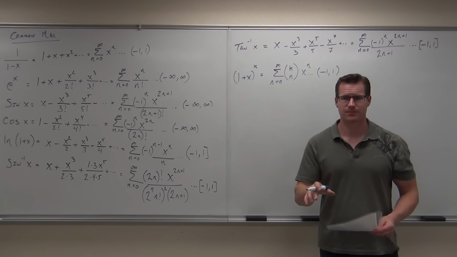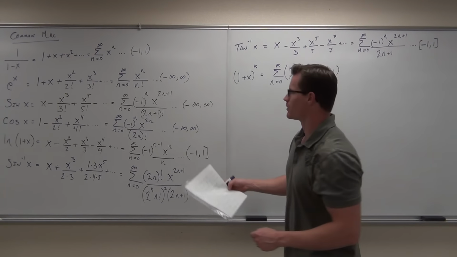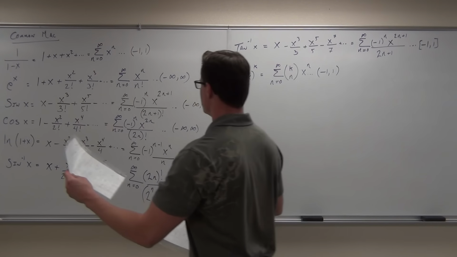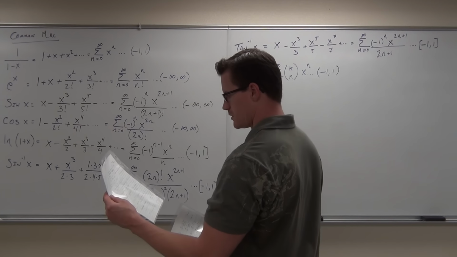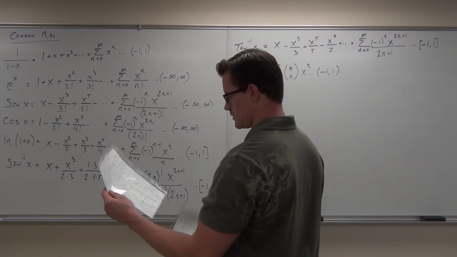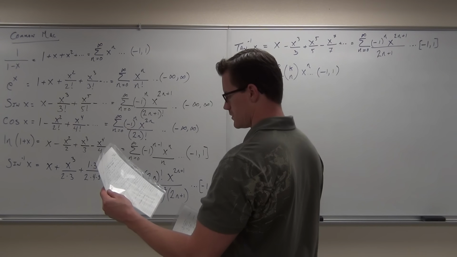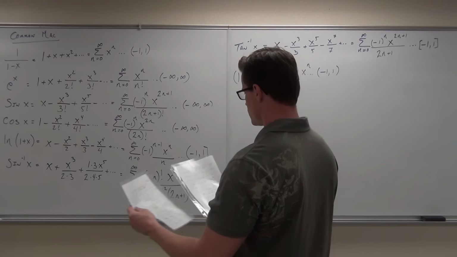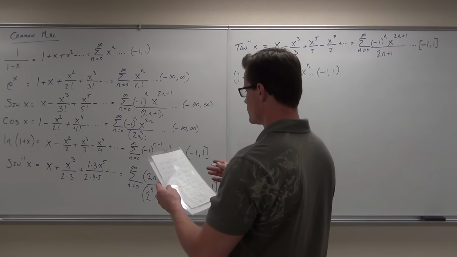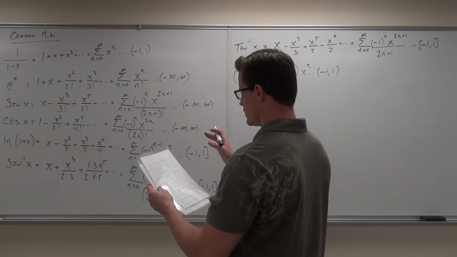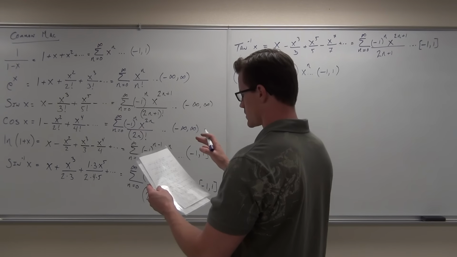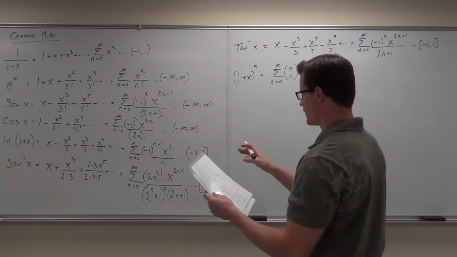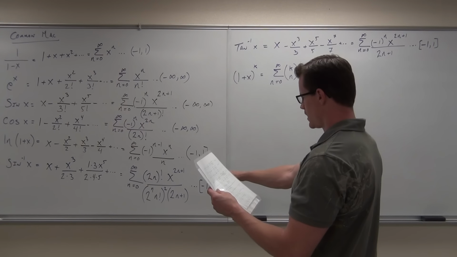Now, let me make sure I got all these right, too. I definitely don't want to give you the wrong stuff here. I was writing them pretty quickly. I think you forgot cosine inverse. No, I didn't forget it. Cosine inverse, cosine negative 1. That looks good. Got it. That one's so nasty.